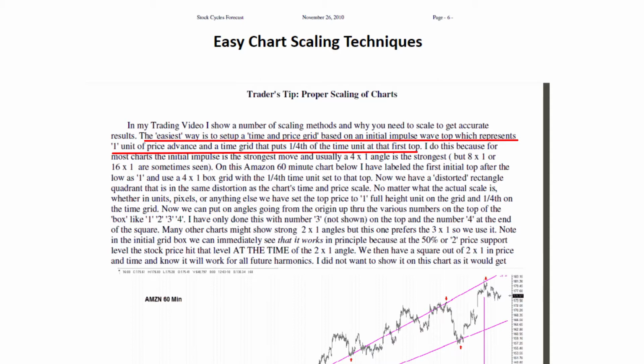So in other words, he's saying be sure that you reference both price and time axis on your DigiCharts in this scaling process. He goes on to say, determine the first impulse wave top, which represents 1 unit of price advance, and a time grid that puts 1/4 of the time unit at the first top. Okay, so let's do it in real time.